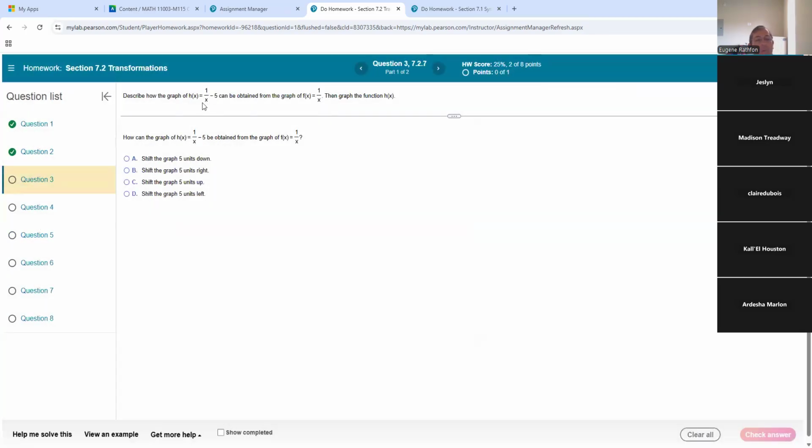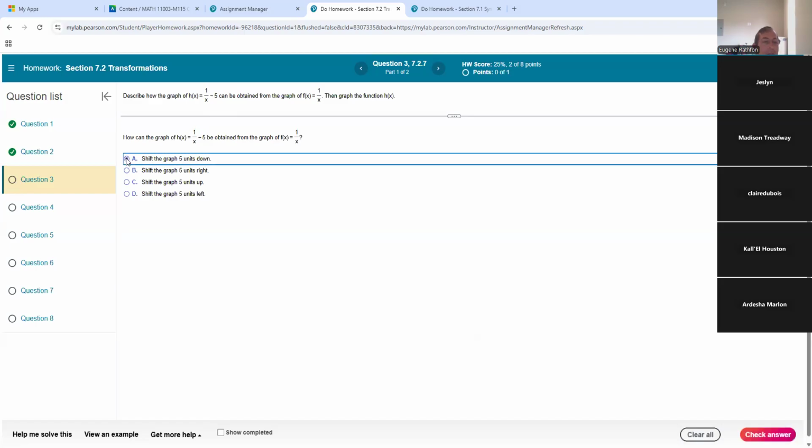All right, this is the 1 over x graph. They're subtracting 5 at the end of the function. So since the negative 5 is at the end of the function, it's going to go up or down. Since that's negative 5, it's going to go down 5. So y'all, the one that says it goes down 5 is A. So you click on that.